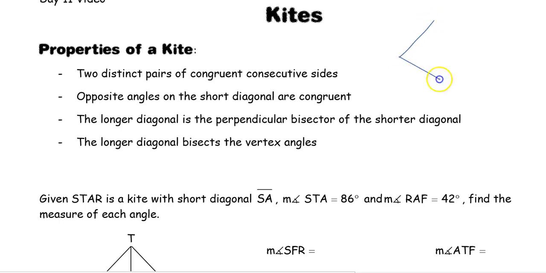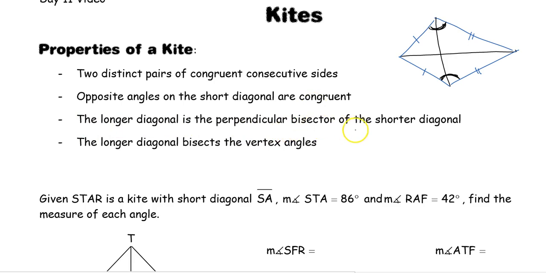So if we look at what a kite looks like, two sides next to each other are going to be congruent. Those two will be congruent, and these two will be congruent. Consecutive means next to. Opposite angles on the short diagonal. So we've got diagonals connecting across. When the short diagonal is, these angles are going to be congruent to each other. So the angles on the short diagonal are congruent.